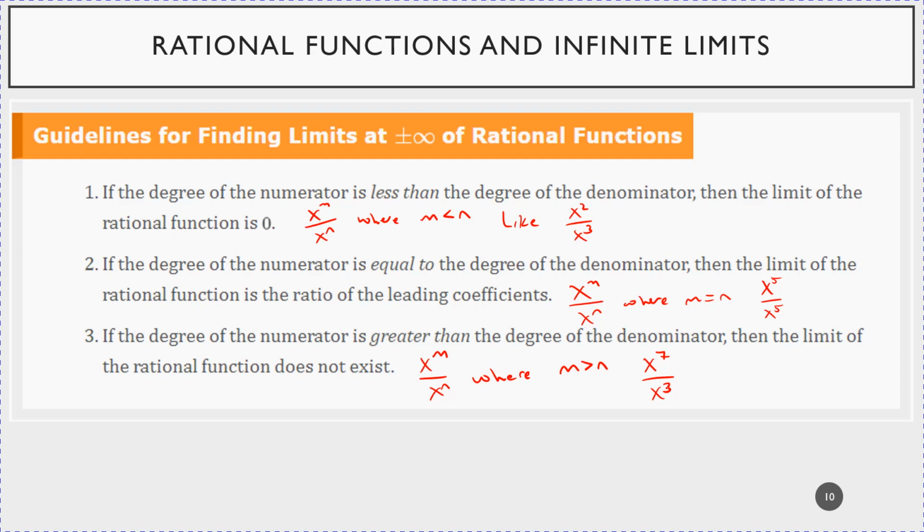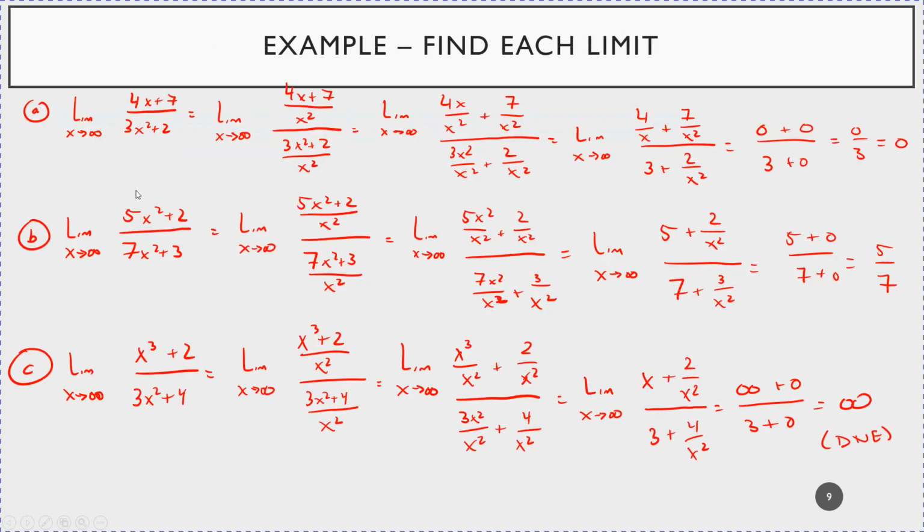So you can just very easily look, like if you look here, the degree of the denominator is greater, right? The degree up here is 1, here it's 2, so you get 0. The degrees are the same, then the limit is the ratio of the leading coefficients, which is 5 over 7. Look at that. Down here, the degree of the numerator is higher than the degree of the denominator. The limit does not exist.